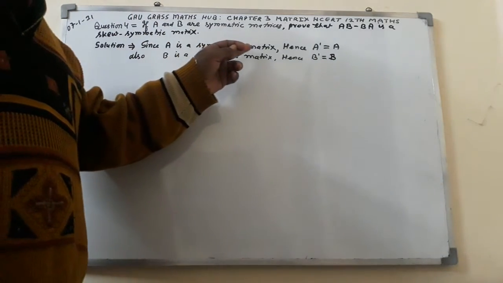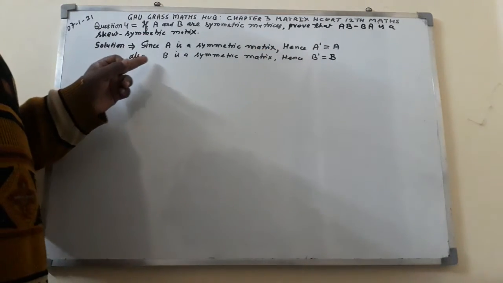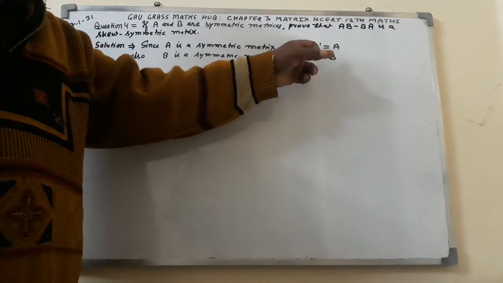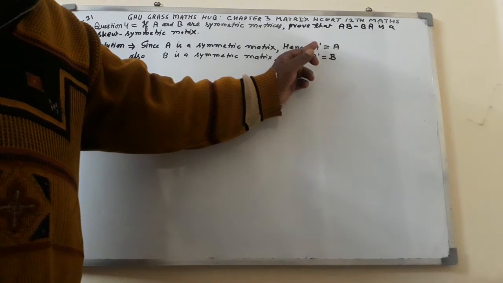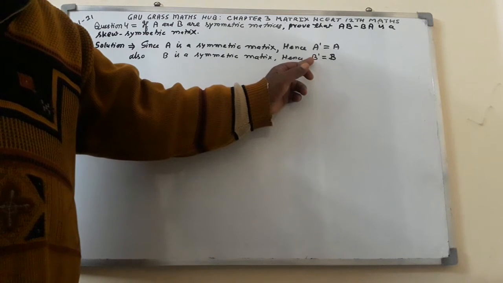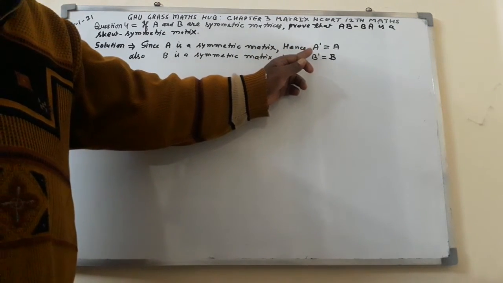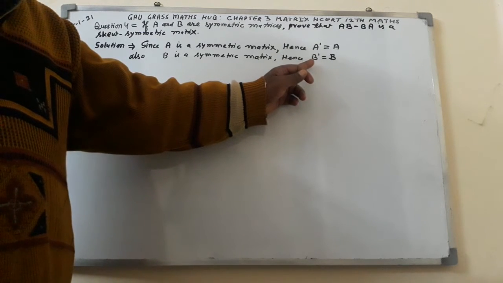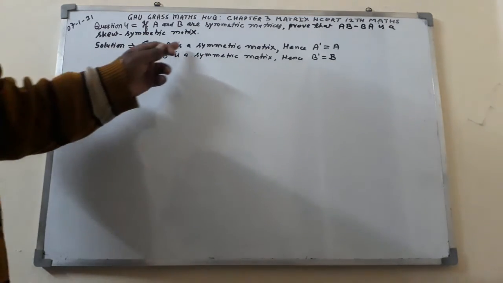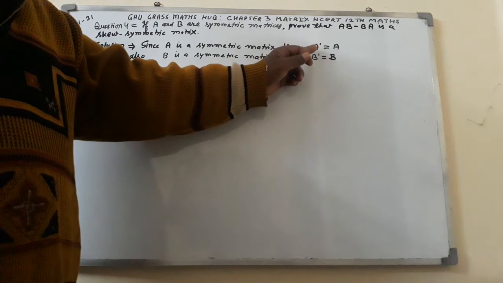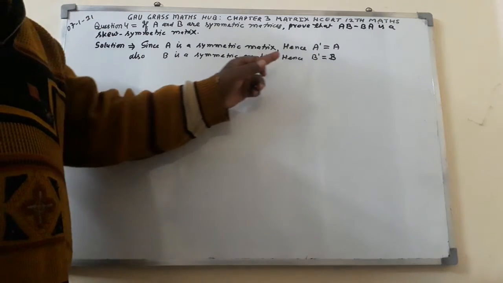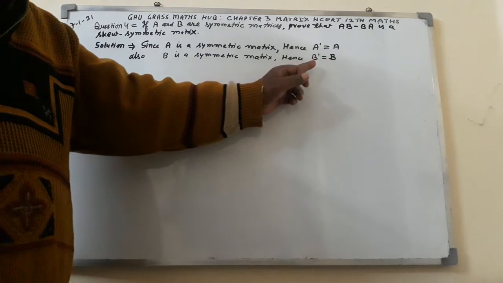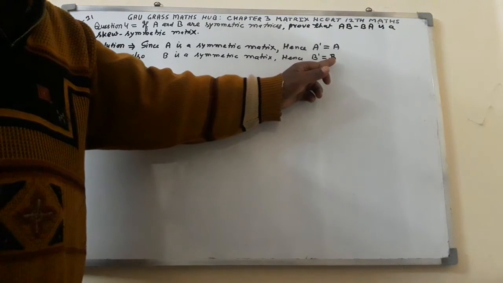Since A is a symmetric matrix, hence A dash is equal to A. Also B is a symmetric matrix, hence B dash is equal to B. Here A dash is the transpose matrix of A and B dash is the transpose of matrix B. Since A is symmetric, the transpose of matrix A is equal to the matrix A. Since B is symmetric, the transpose of matrix B is equal to B.